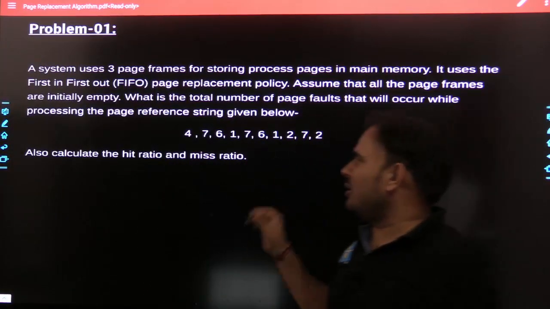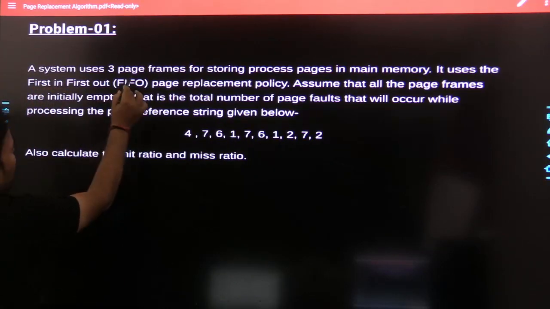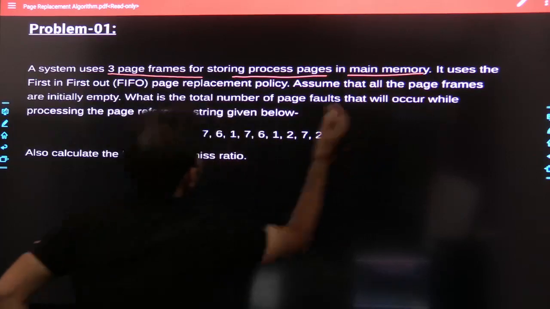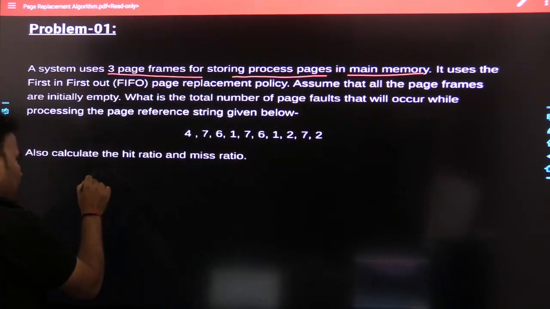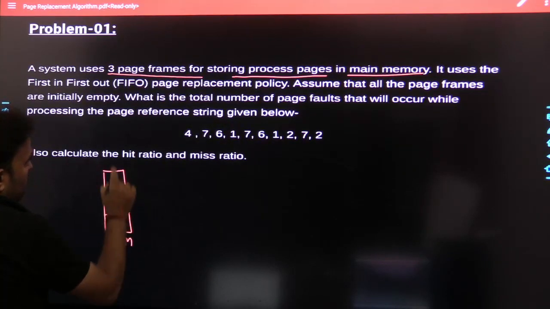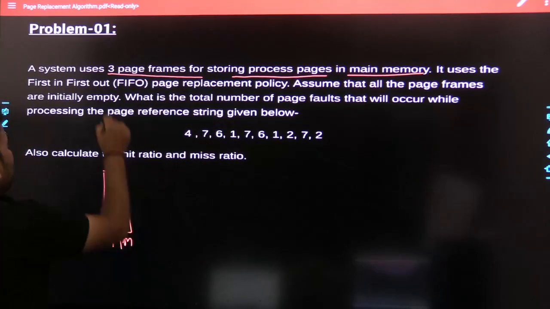I am going to read this question, my dear friends. A system uses 3 page frames for storing process pages in main memory. We are using how many frames in main memory? Only 3. Suppose this is main memory. We are using 3 frames to store all these process pages. It uses first in first out.